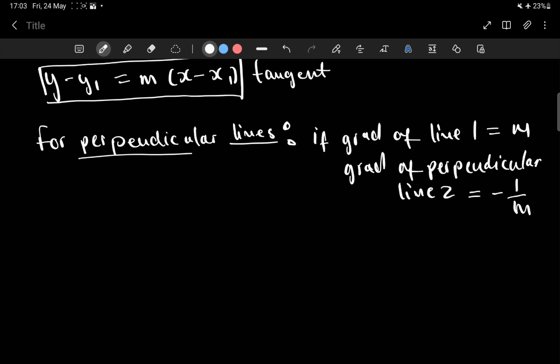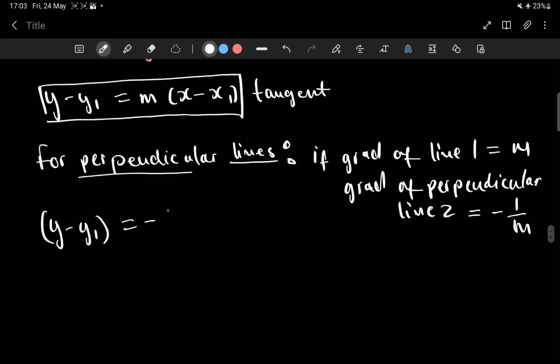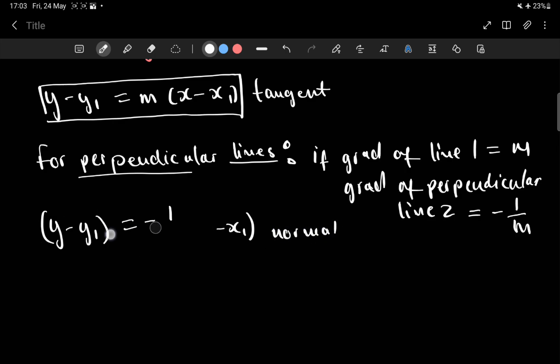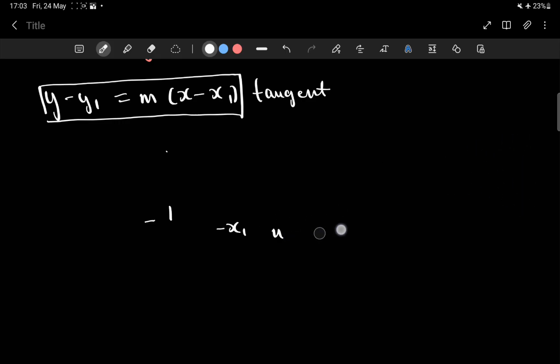So for the normal, we would still say y minus y1, but now it is equal to, instead of m, negative 1 over m, then x minus x1, okay? We put a negative, then we flip. This is the one which we'll use for our normal. We'll do a question on that and we'll see. Let's do this one and see what's up, okay?